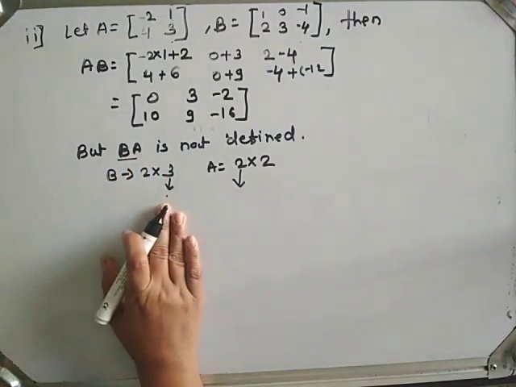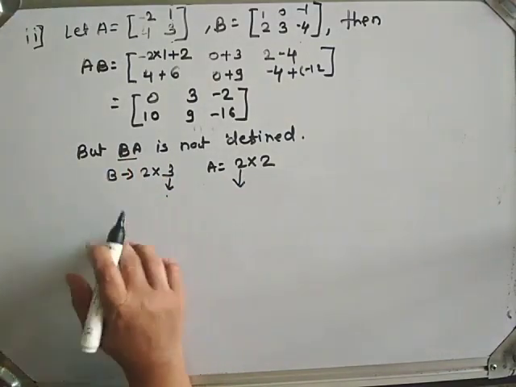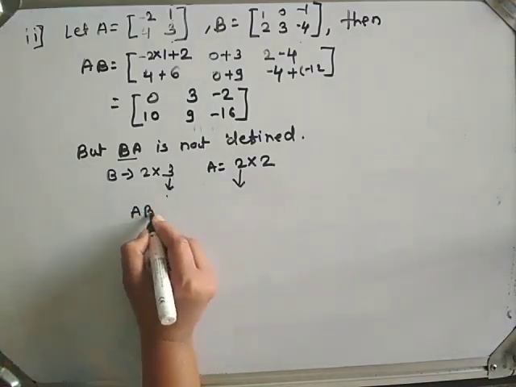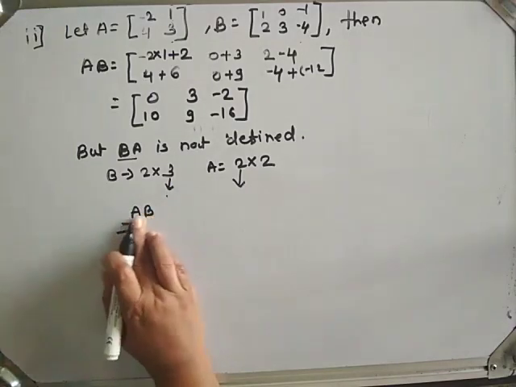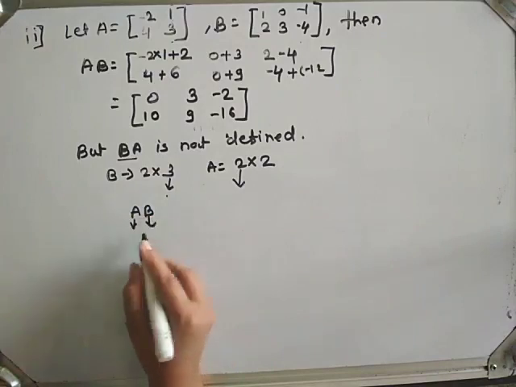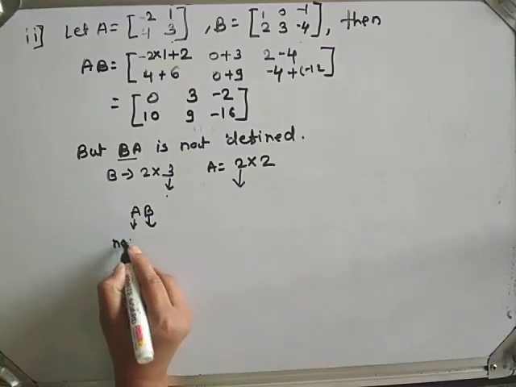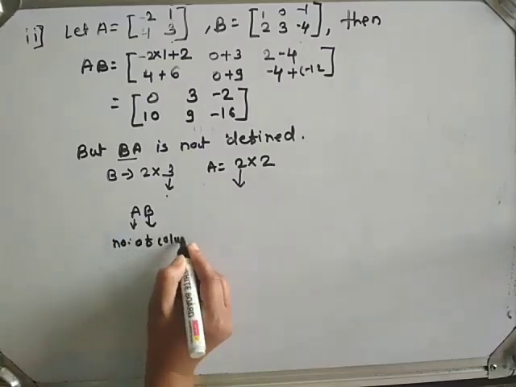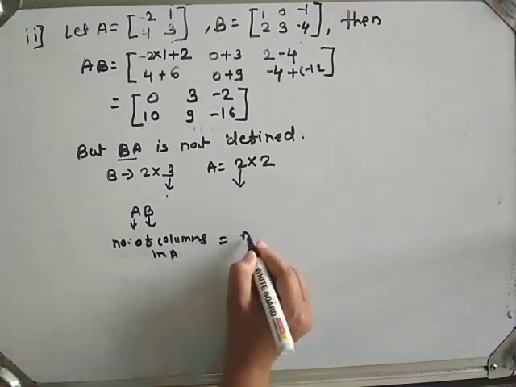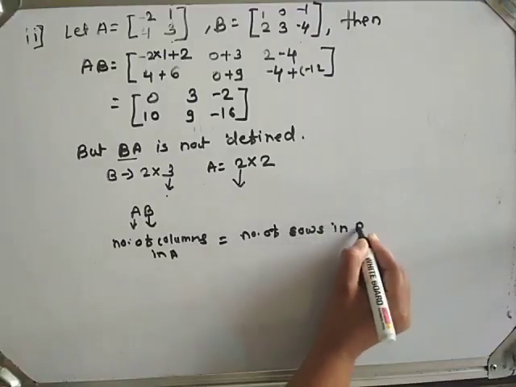For a product, you have to always remember that suppose you have to find the product of matrix A into B. For this, you have to always remember that the number of columns in A is equals to the number of rows in B.